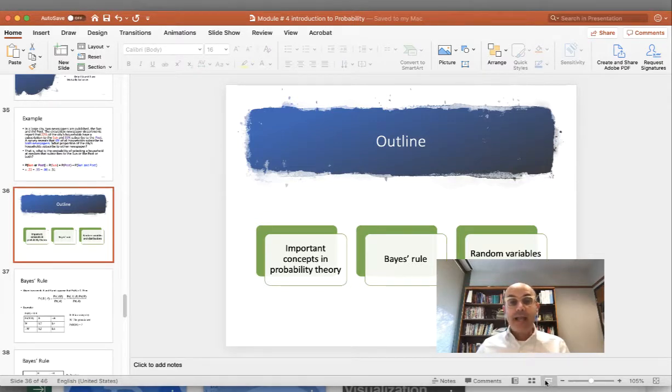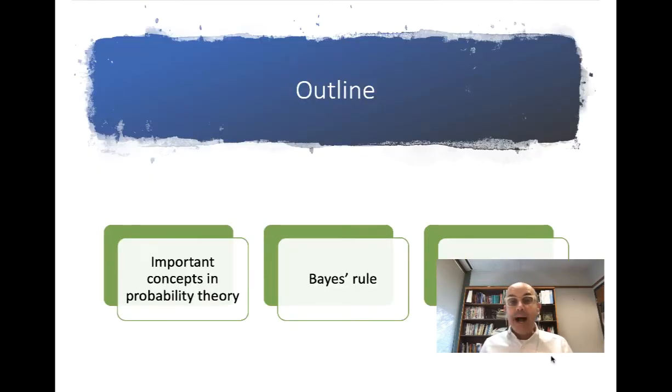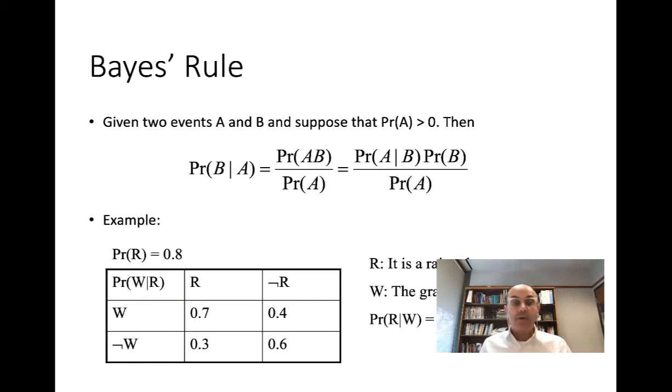Okay, back to our outline. And now I'm going to talk about important concepts in probability theory: Bayes' law, random variables, and distributions. One of the major topics, and if you search for Bayes' rule or law on YouTube, you will find thousands of videos trying to explain what it is. The idea is quite simple, but it is a little more complex when it sinks in.